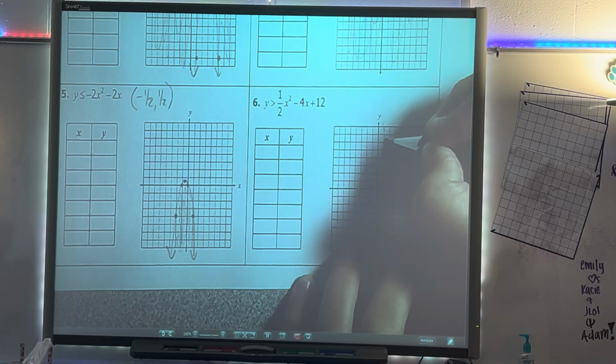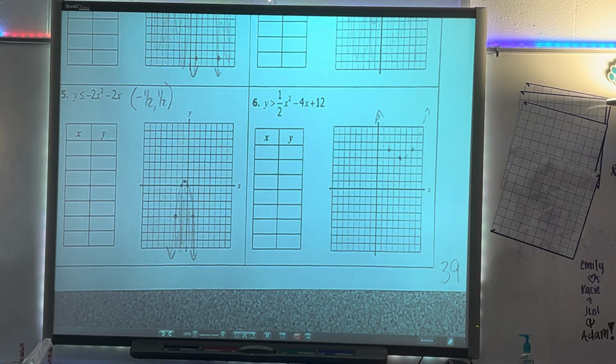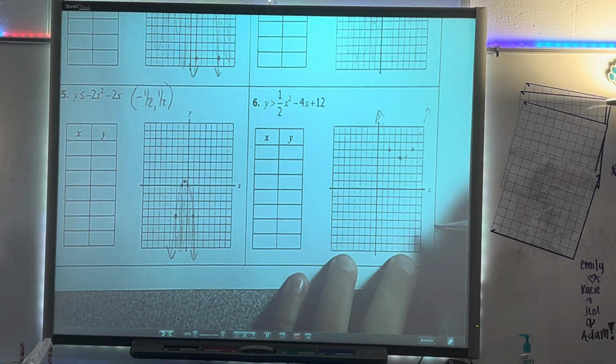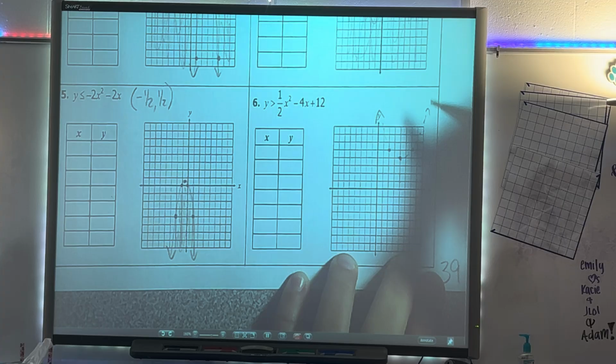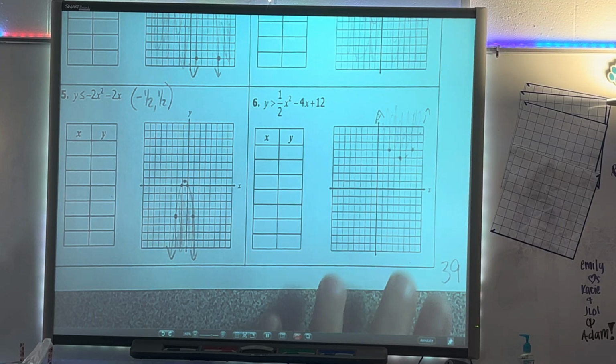Yeah, they're gonna be dashed, so something like this. Alright, and where is our shading? Gonna be up here or out here? Inside or outside, I guess? It's gonna be inside it, up here. Alright, everybody okay with how those work?